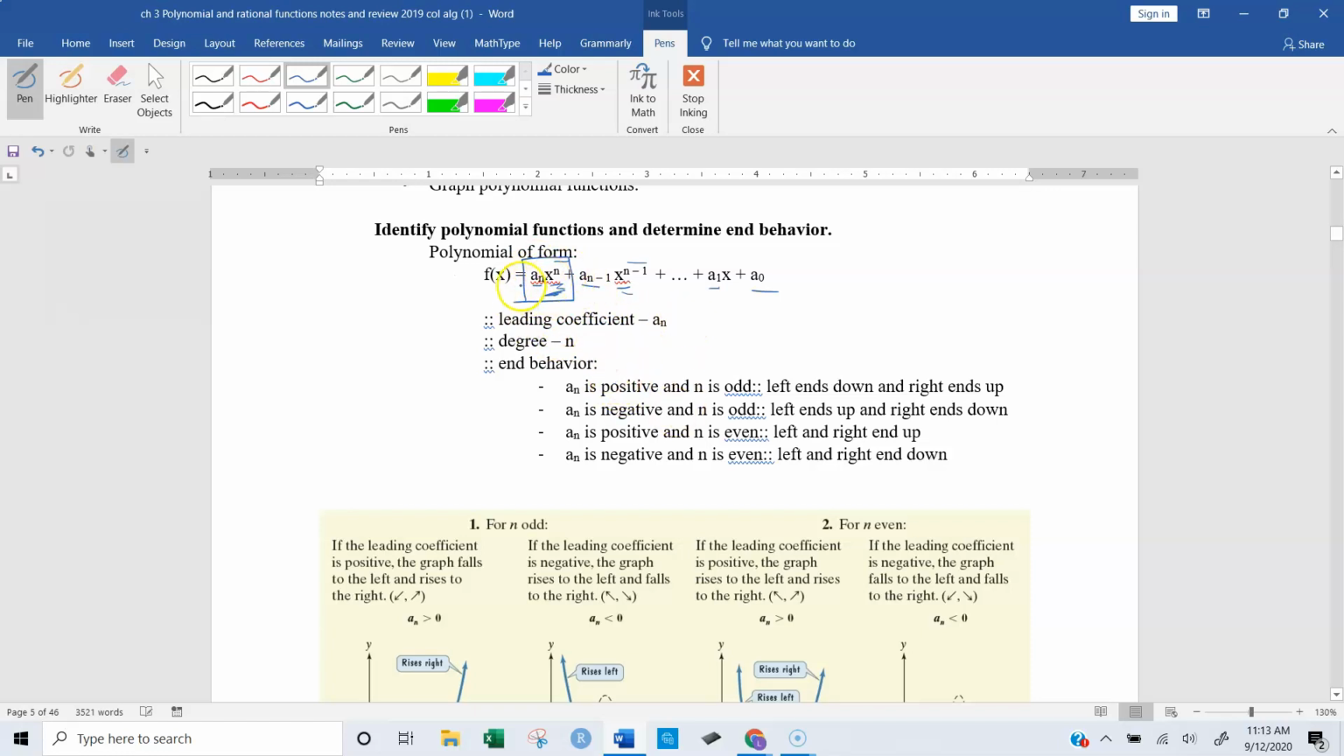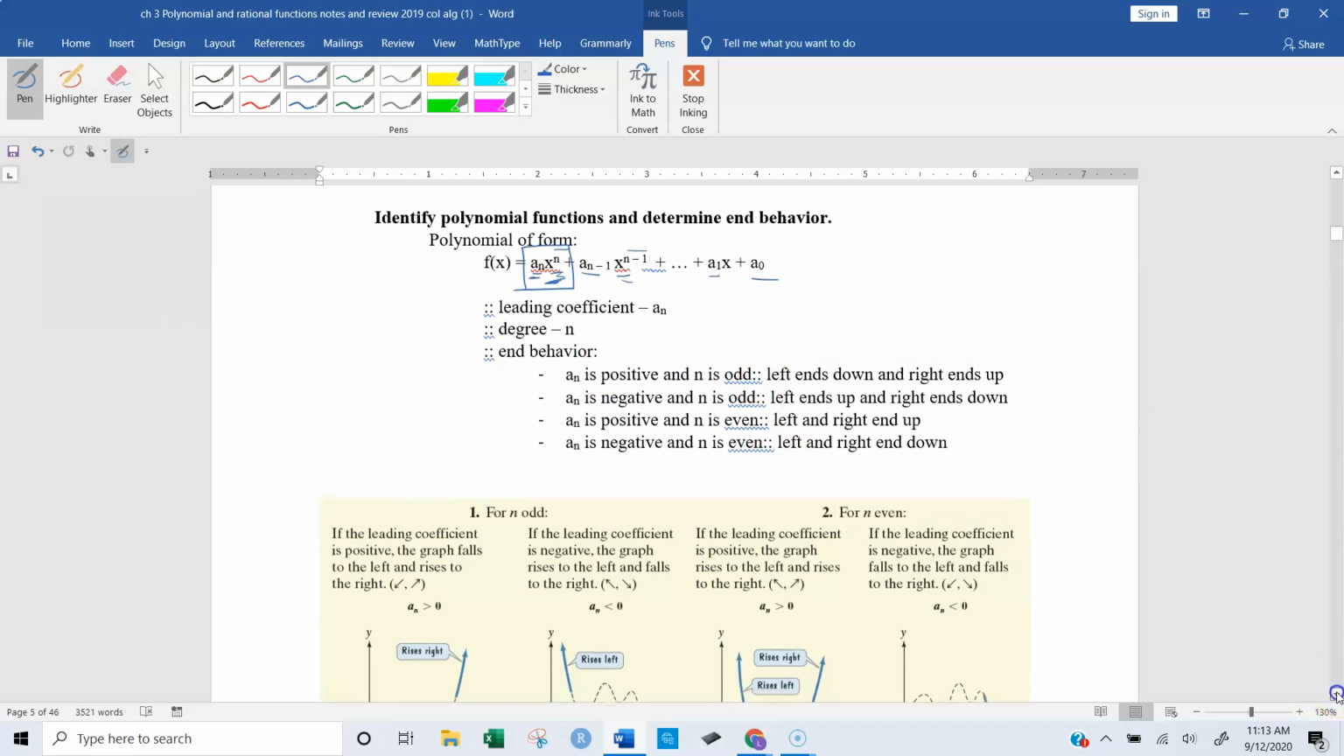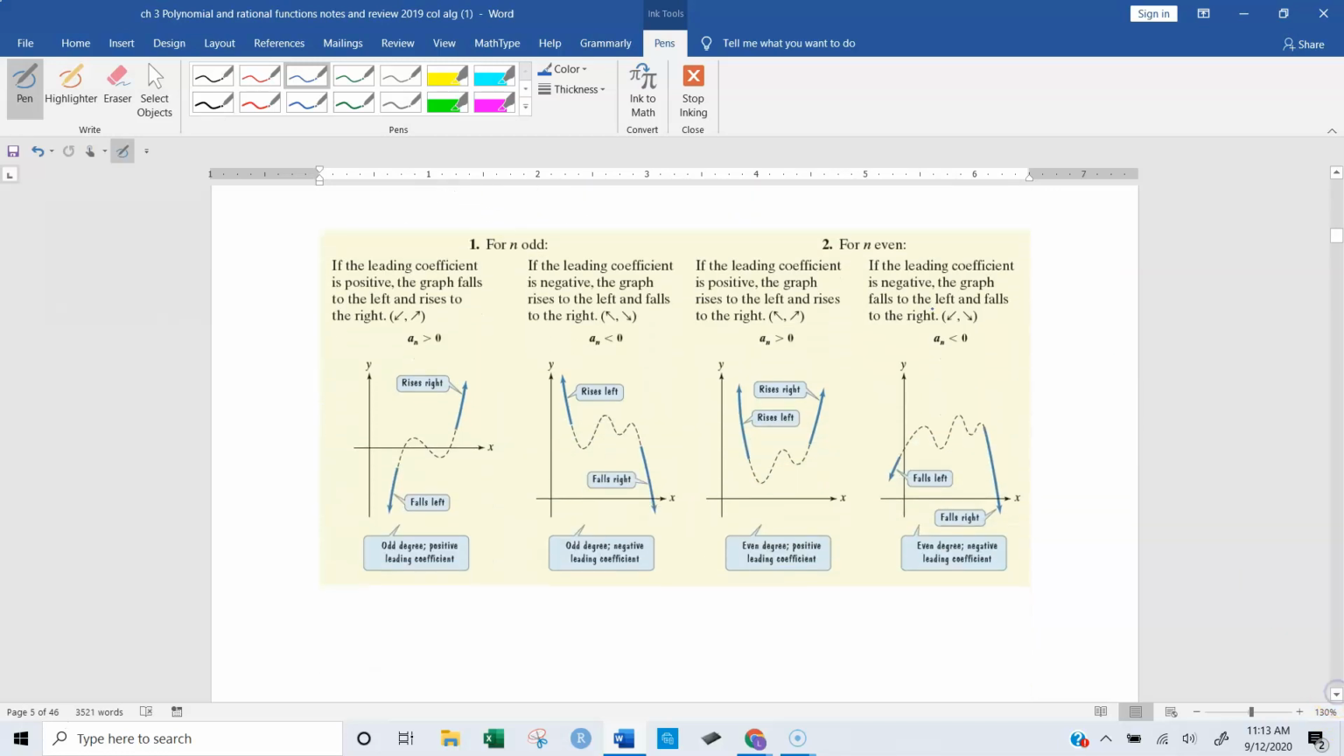End behavior: if this a_n here is positive, that's how it ends. So if it's odd, it's going to end... all right, we'll talk about this later. This makes more sense with numbers. Here we go. Let's go down here to our pictures.